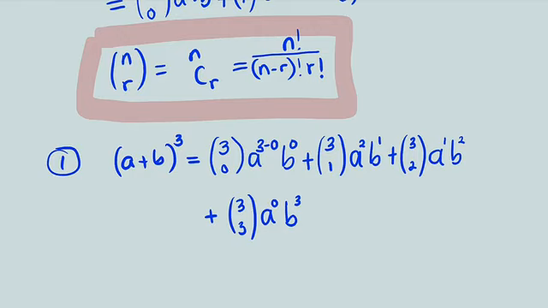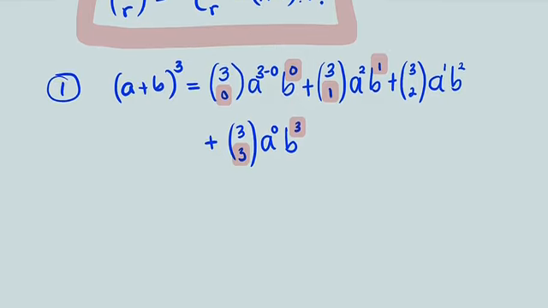So one thing you should observe is that the value of r will always be the power of b. Can you see that? When r is 0, b has a power of 0. When r is 1, b has a power of 1. When r is 3, b has a power of 3. So now let us simplify this.